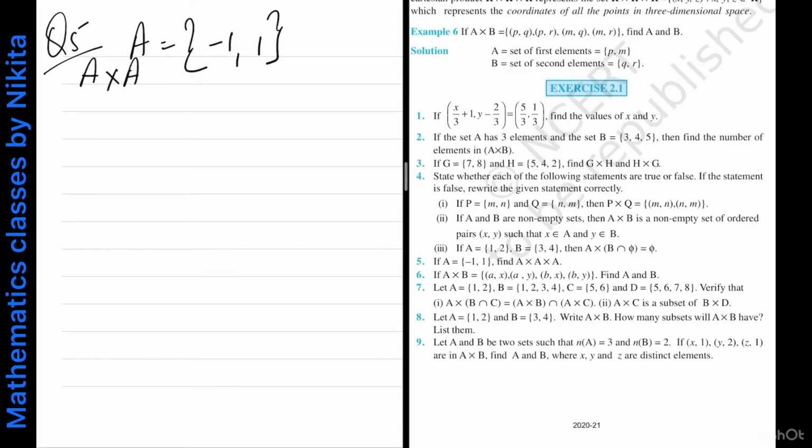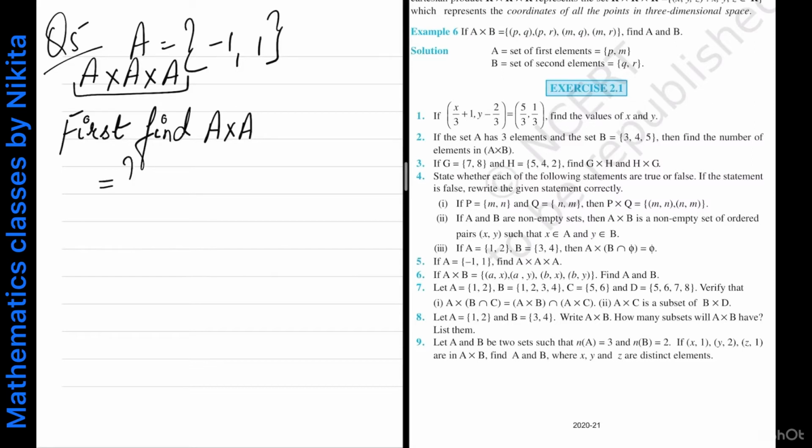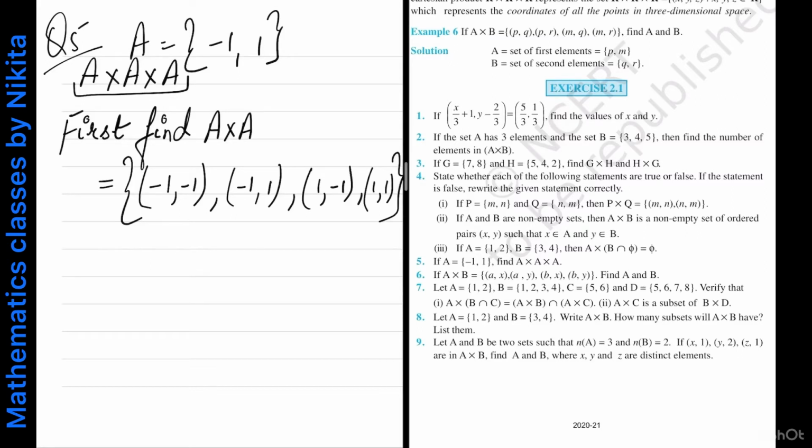cross A cross A. Now I told you to find this A cross A cross A, you first find what is A cross A. So first let us find A cross A. In this you have to associate each element of A with each element of A. So first ordered pair will be (-1, -1), then you will have (-1, 1), then you will have (1, -1), and then you will have (1, 1). So these are the 4 elements in A cross A.